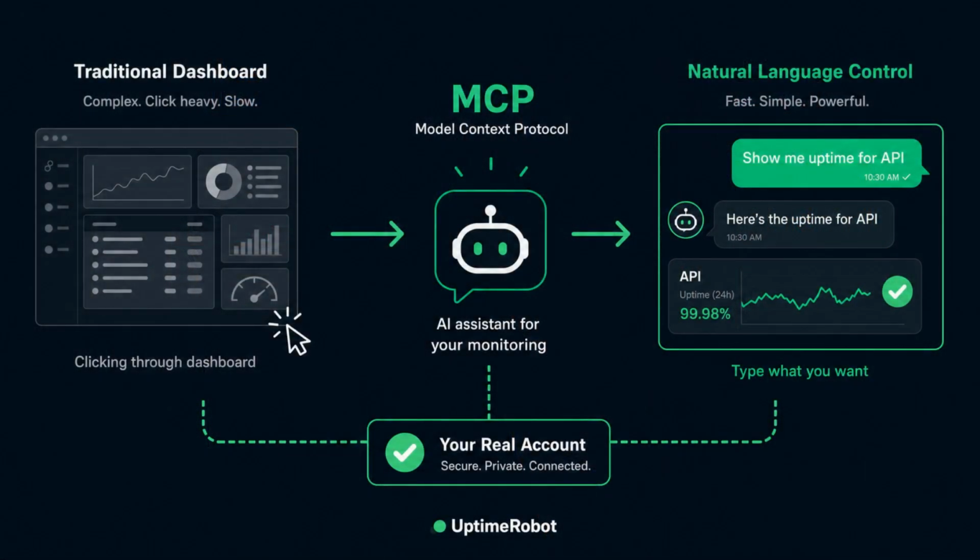In this video, I'll show you how to set it up and then walk you through the things you'll use it for. What this actually is: MCP stands for Model Context Protocol, and in plain terms, it turns your AI assistant into a control panel for your monitoring. Instead of clicking through the dashboard, you type what you want in natural language and the assistant does it against your real account.